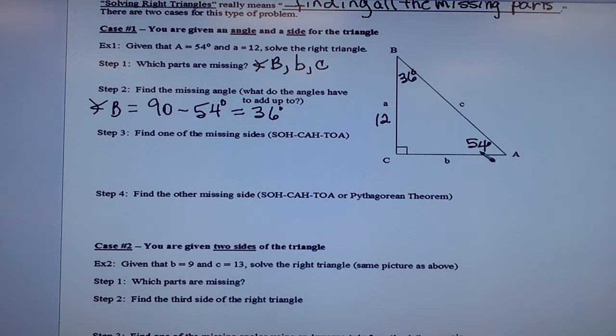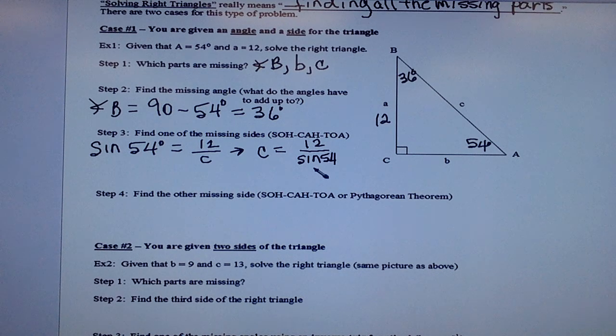All right, so I'm going to use angle A and I'm looking for my hypotenuse. So angle A is opposite side A, which is 12, over my hypotenuse, which is C. So that will be sine 54 degrees equals opposite, which is 12, over my hypotenuse of C. Remember, if your variable is at the bottom, you divide. So C is going to equal 12 divided by sine 54 degrees. When you put that in the calculator, you should end up with a value of 14.8.